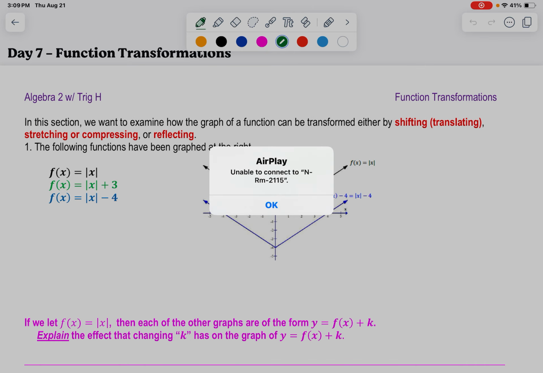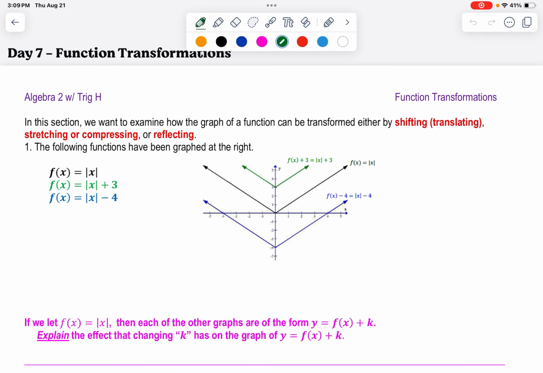Right, so this set of notes is on function transformations. In this section, we want to examine how the graph of a function can be transformed either by shifting, which the mathematical term for that is translating, stretching or compressing, or reflecting.